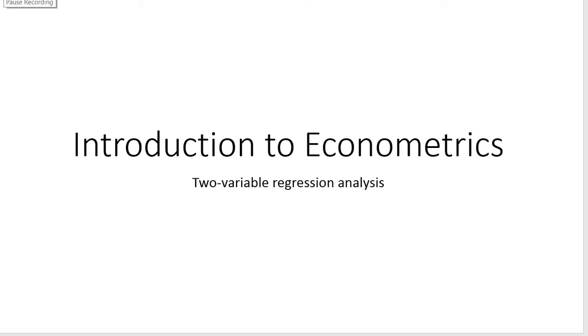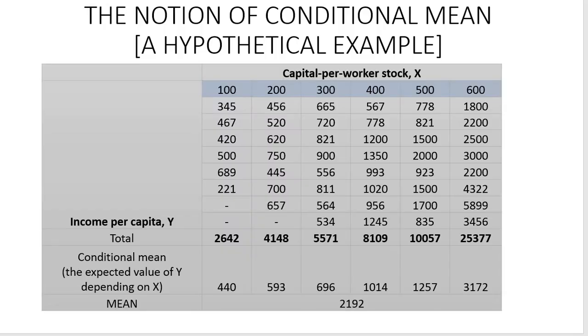Hi, welcome to the Introduction to Econometrics course, and today's topic is devoted to two-variable regression analysis, or basically regressions with one independent or explanatory variable. So in order to understand the idea behind regression in general, we first have to discuss the notion of conditional mean, based on this purely fictional and hypothetical example I just came up with.